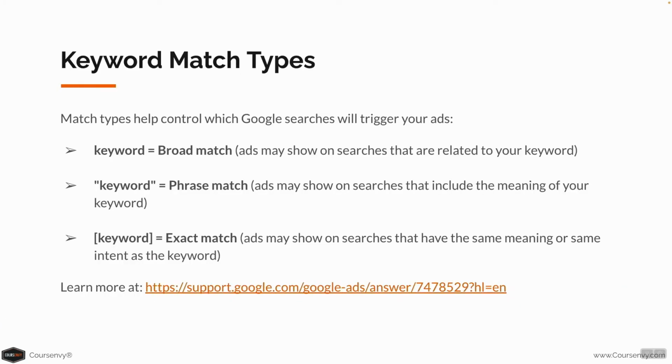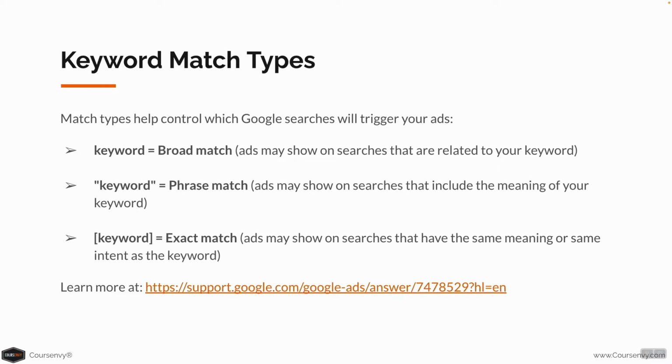Keyword match types help control which Google searches will trigger your ads. So first is keyword. This has no brackets and no quotes around it. This is a broad match. Ads may show on searches that are related to your keyword.